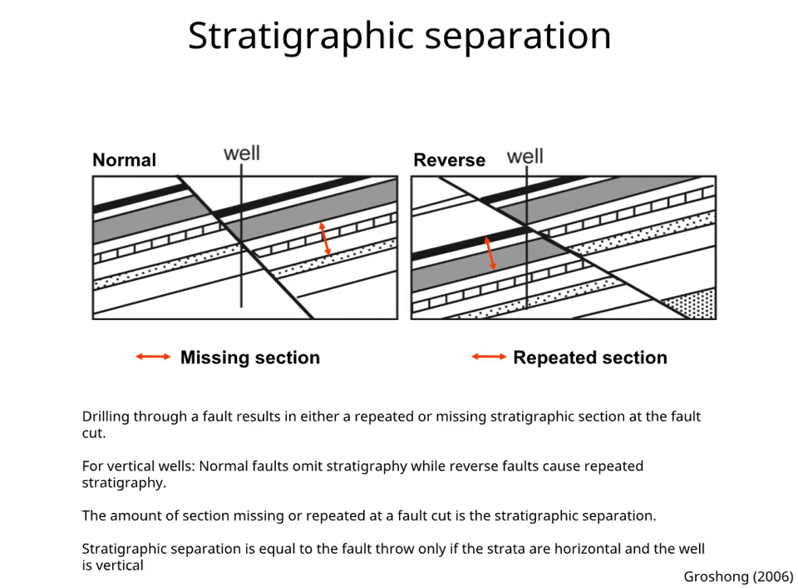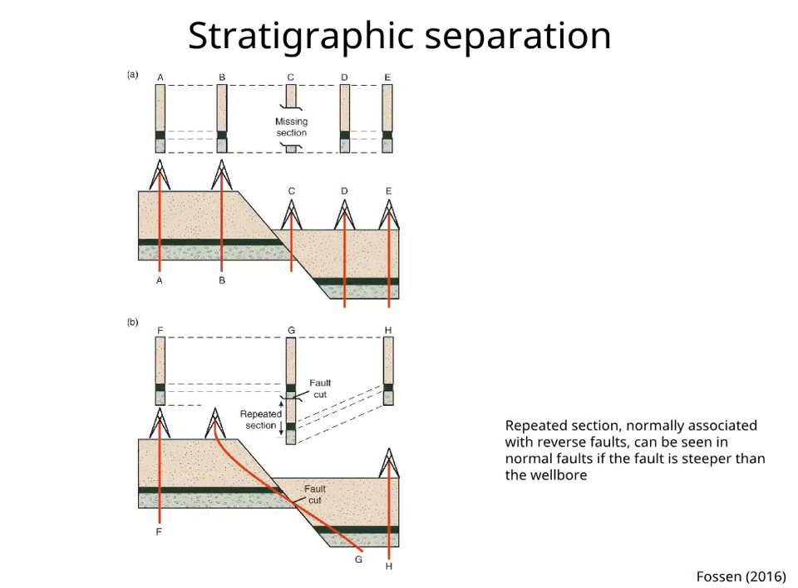The red arrows in the figure show the missing section for the normal fault, and the repeated section for the reverse fault. The amount of section missing or repeated at a fault cut is the stratigraphic separation. Stratigraphic separation is equal to the fault throw only if the strata are horizontal and the well is vertical. This works fine for vertical wells, as shown in Figure A.